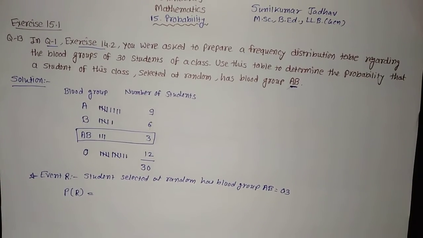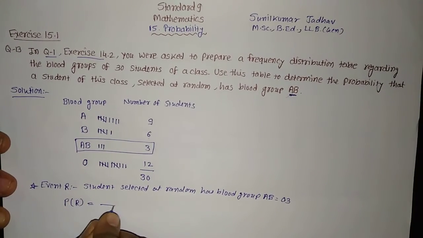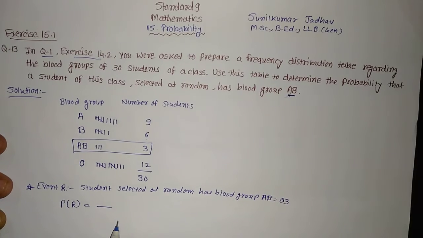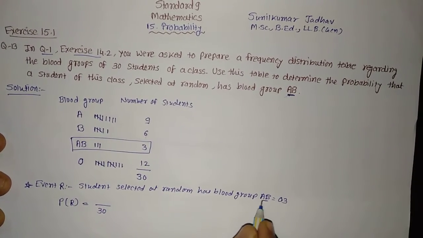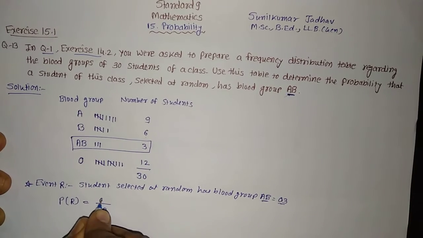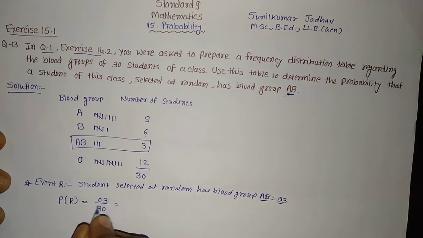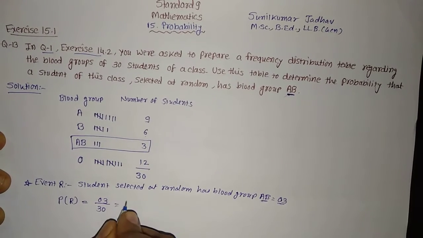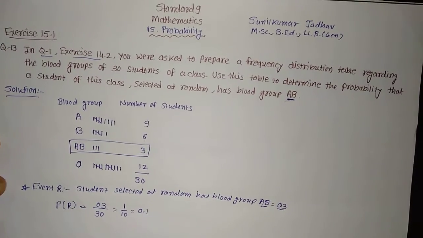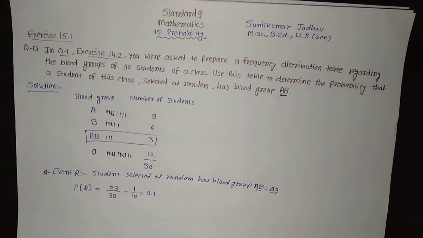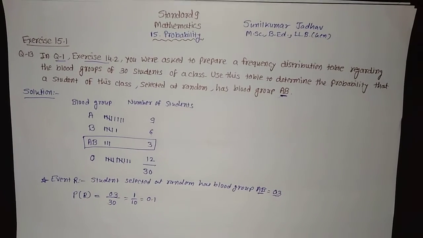So the probability that a student selected at random has the blood group AB is equal to, we know that, the total number of students we write in the denominator, it is 30. And how many students are there among the AB blood group? It is 3. So I will keep it here. 3 upon 30, we know that if we cancel it, 3 ones are 3 and 3 tens are 30. So it is 1 upon 10. 1 upon 10 is equal to 0.1. So this is how you can find the answer to this question. I hope you understood it very easily.